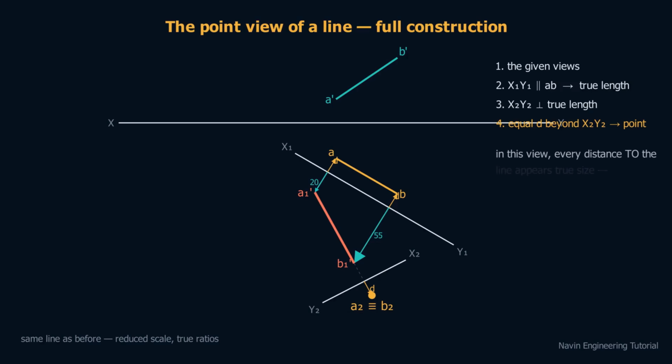And why care? Because in the view where a line is a point, every distance to that line shows true size. The shortest distance from any point to the line, from a pipe to a cable, from a strut to an axis, becomes one direct measurement.